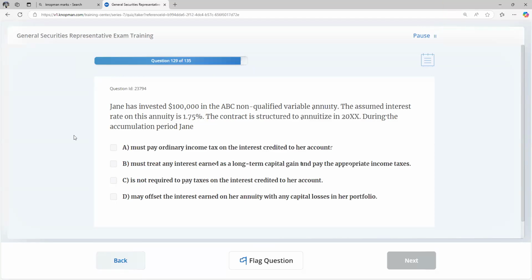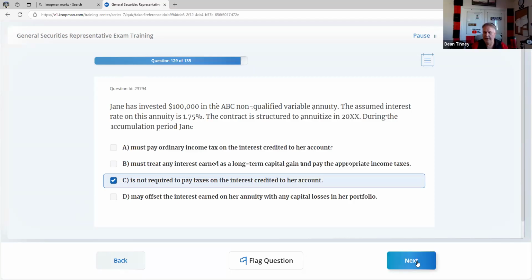Okay. And pay the appropriate income taxes. Is not required to pay taxes on the interest credited to the account. May offset the interest earned on her annuity. She offset during the accumulation period? Is not required to pay taxes on the interest credited to her. Yeah, the money's going tax deferred until you annuitize, right?